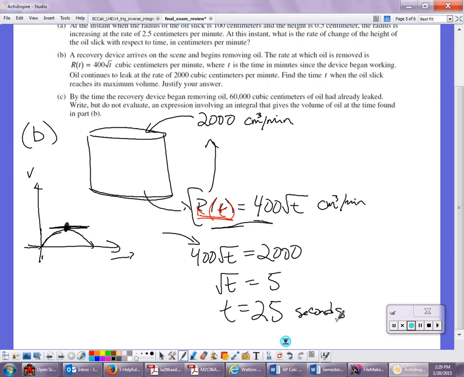At that point, the amount going in and the amount coming out will be equal. They'll be going at equal rates. And so at that point, this cylinder here will be at its maximum volume. After that, it'll be going down. All right, so this is our answer for part B. T equals 25 seconds.